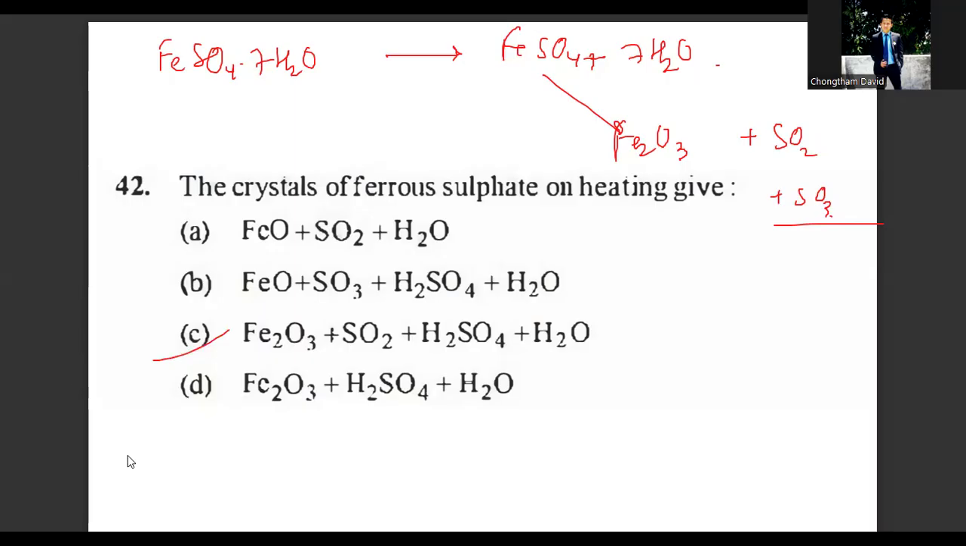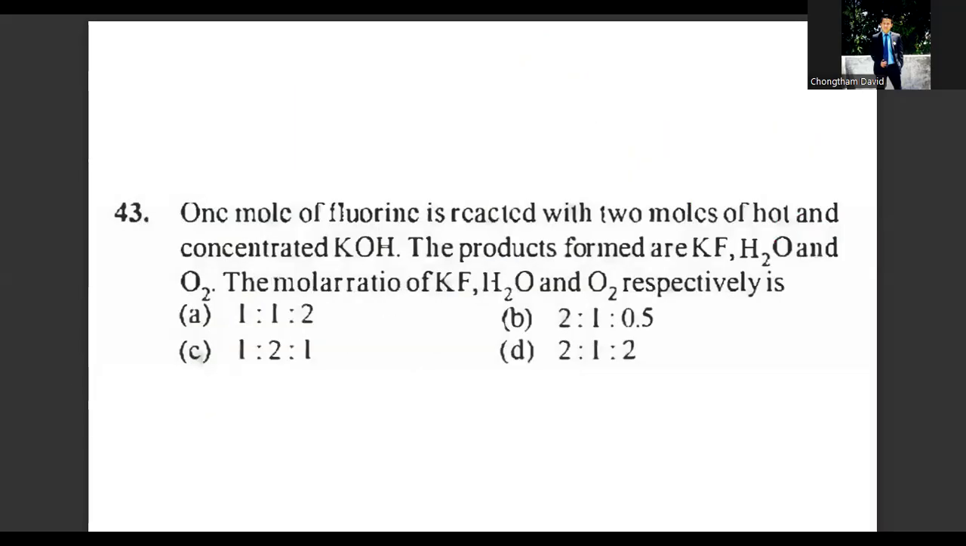Let's read question number 43. 1 mole of fluorine is reacted with 2 moles of hot and concentrated potassium hydroxide. The products formed are potassium fluoride, water, and oxygen molecule. The molar ratio of potassium fluoride, water, and oxygen molecule respectively is. So for this, you need to write the balanced chemical equation. So the equation would look like this.